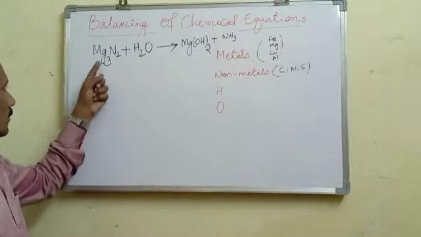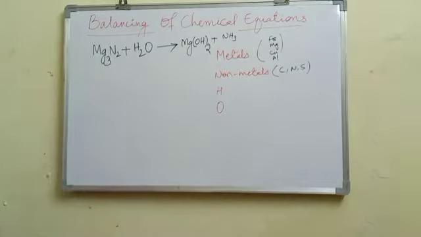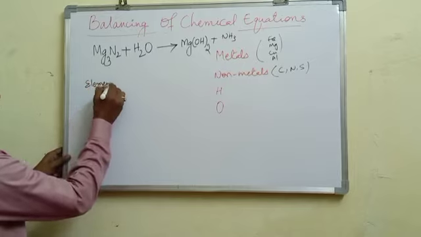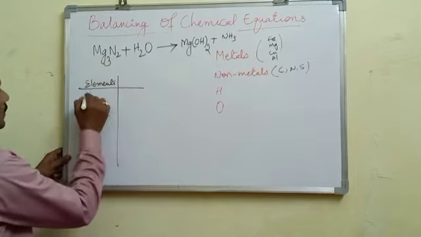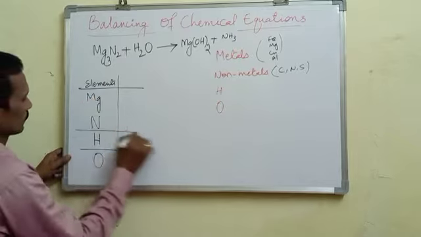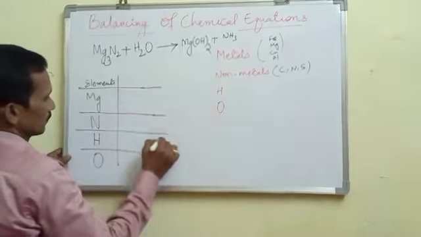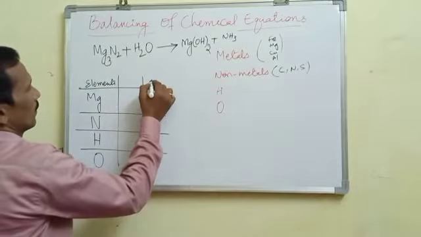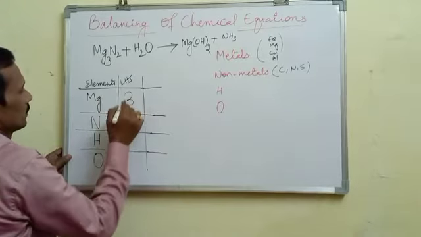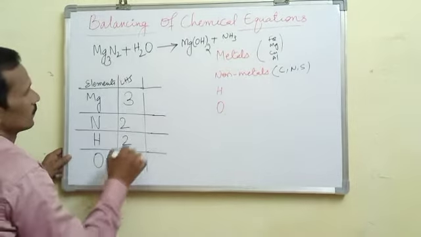In this example, Mg3N2 plus H2O gives magnesium hydroxide plus NH3. If we write the elements here: magnesium, nitrogen, hydrogen and oxygen. On the LHS, magnesiums are 3, nitrogens are 2, hydrogens are 2, oxygen is 1.